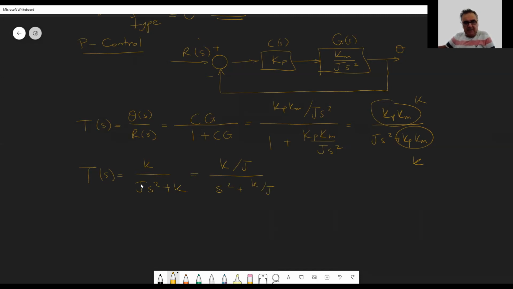Now, as you might see, this is a system that has no damping term. It is undamped. There is no S term, and the S term introduces damping here. So it's a second order system. Its natural frequency is K over J, and its damping ratio is 0.